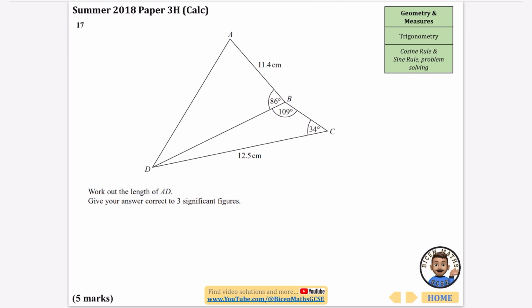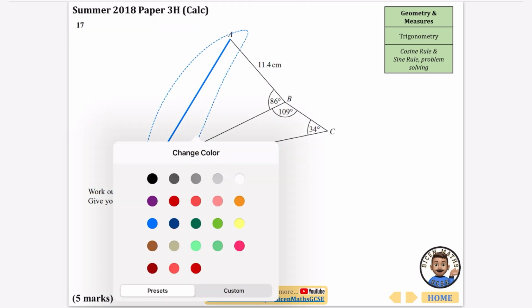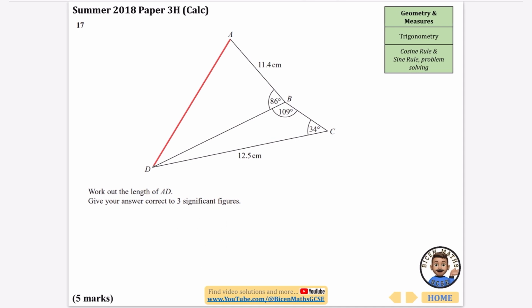Okay, now a slightly easier one after that very tough question. So it says here we want to work out the length of AD. So this is the thing that I'm aiming to try and find out about, and I'm going to give my answer to 3 significant figures. Well, as usual, let's just do some work on this triangle. I'm going to start off trying to find out the length of BD, because if I find out the length of BD, I've probably got enough information for that second triangle. So I'm going to concentrate on this one to begin with.